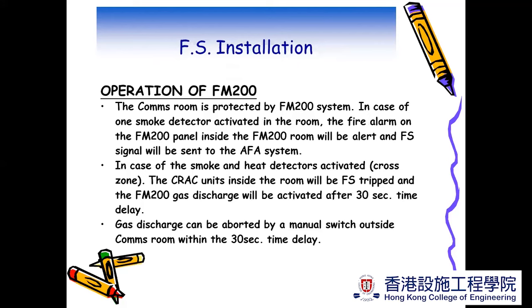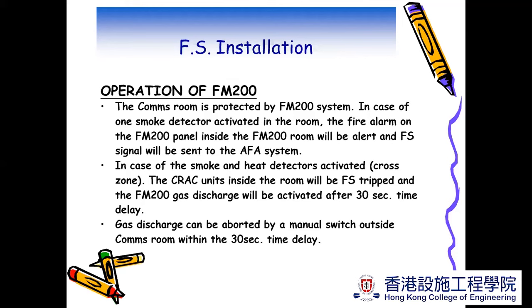And the important point here is for the CRAC unit inside the room, once there's a fire signal, the CRAC unit will stop and FM gas discharge will be activated after 30 seconds. So good luck for you if you hear the FM200 alarm sound off. You must leave that area within 30 seconds. Otherwise, you will be suffocated with no oxygen inside there. Right? But of course, there's a manual bypass switch to stop the FM discharge gas if you're sure that there's no fire or it's a false alarm.